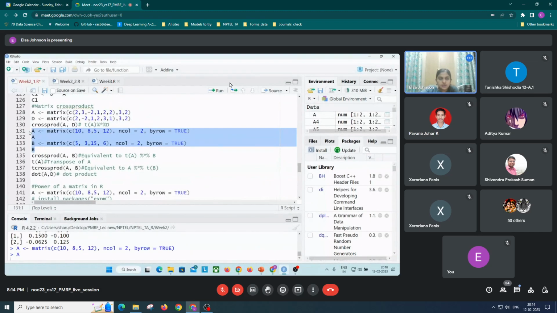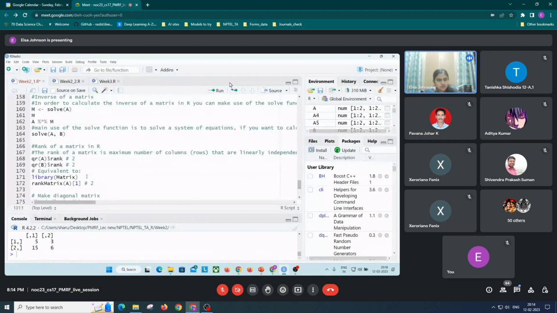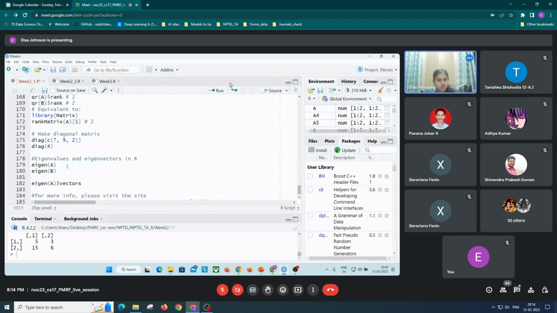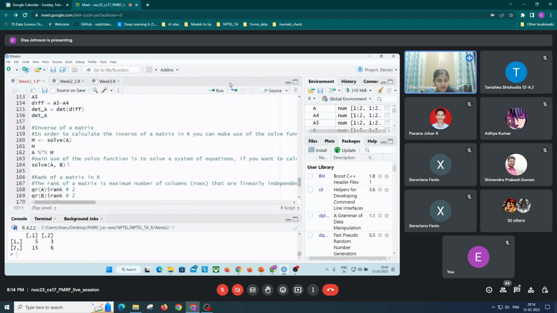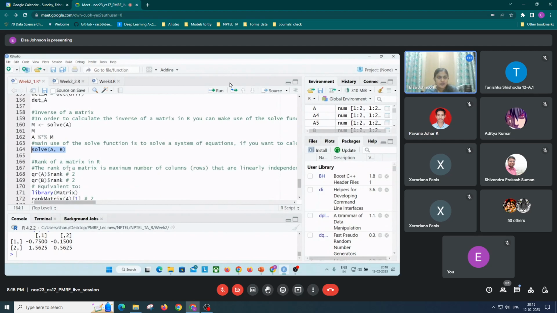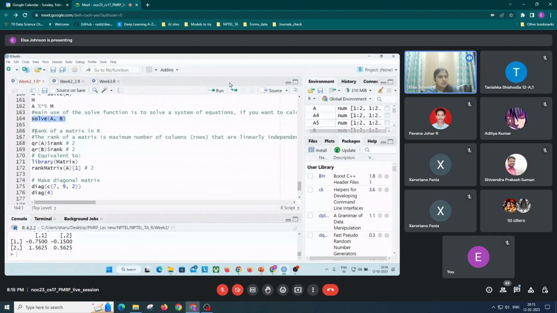So then we'll move on to solve for that. If you put solve A comma b, then you'll be getting the x values like this one. So Ax equal to b, A you have defined, b you have defined, then the x values will be like this. Then I think someone has asked for the rank of a matrix.